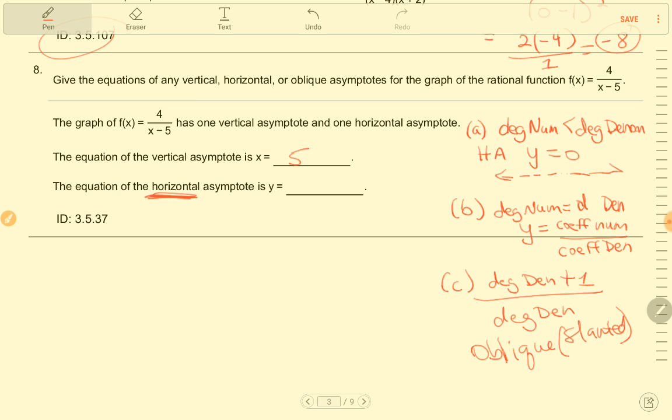So which one do we have here? The degree here is 0, the degree down here is 1, so this is bottom heavy, which means it's the first case where we have a horizontal asymptote at y equals 0.